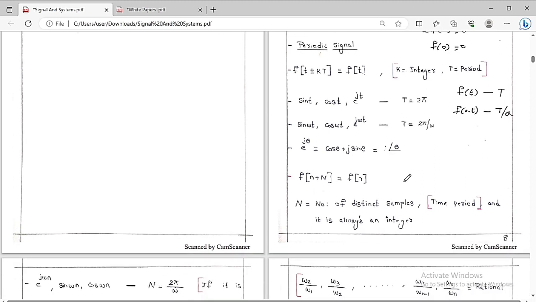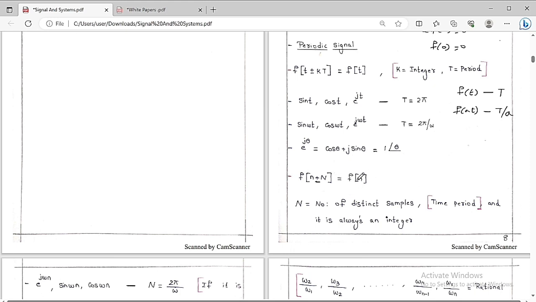Let's go for the discrete nature. If f of n plus capital N is equal to f of n, then we can say it is a periodic signal. You can use either plus N or minus N, the concept is the same. So if f of n plus or minus N is equal to f of n, then the signal f of n is said to be a periodic signal.